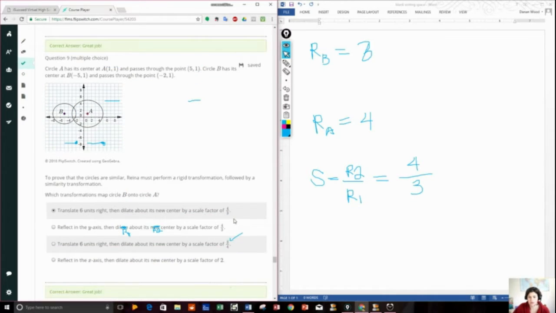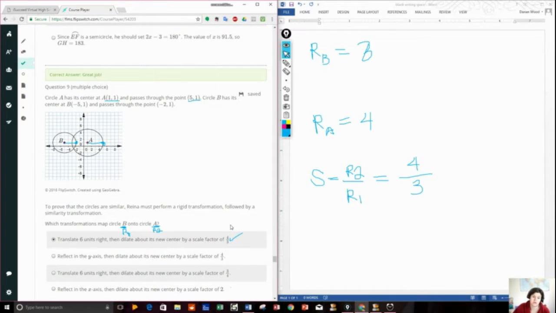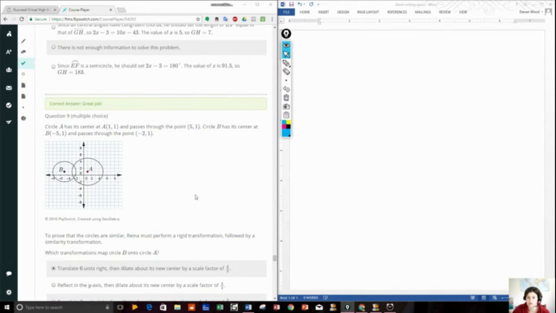All right. And one way I remember which one is radius 1 and which one is radius 2, it gives it to you in order. The transformation maps circle B, that's our radius 1, onto circle A, that's our radius 2. And so it gives it to you in order on how you can remember which radius is 1 and which radius is 2.